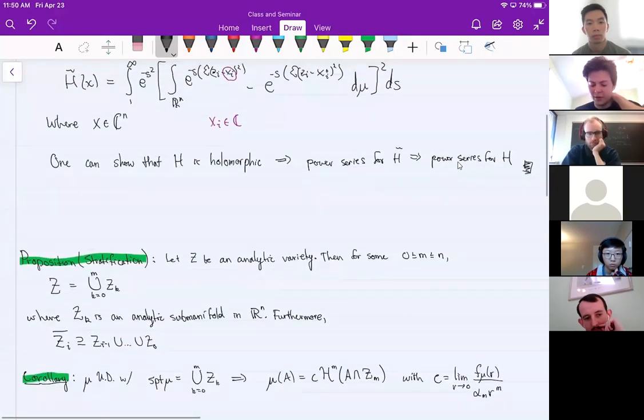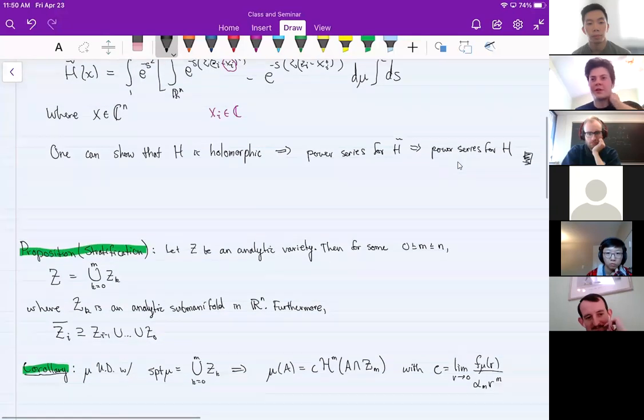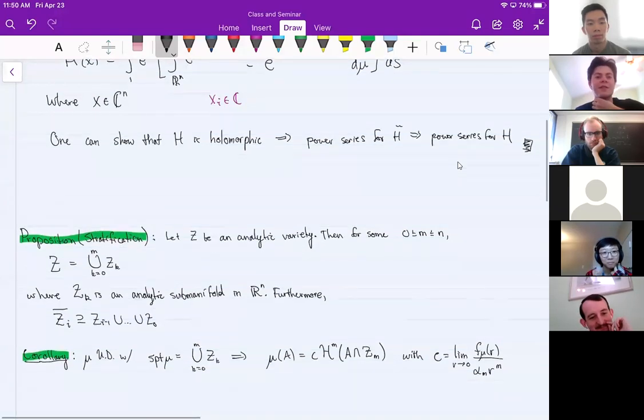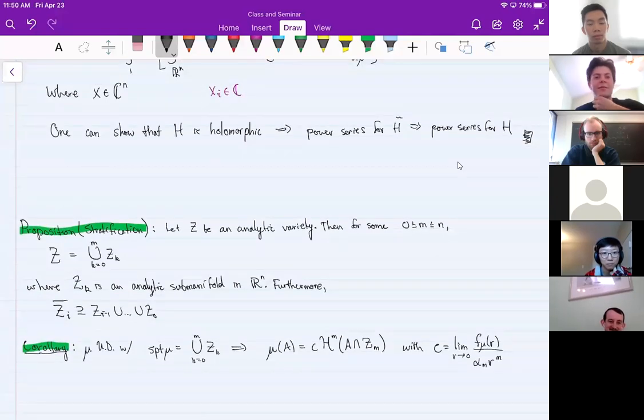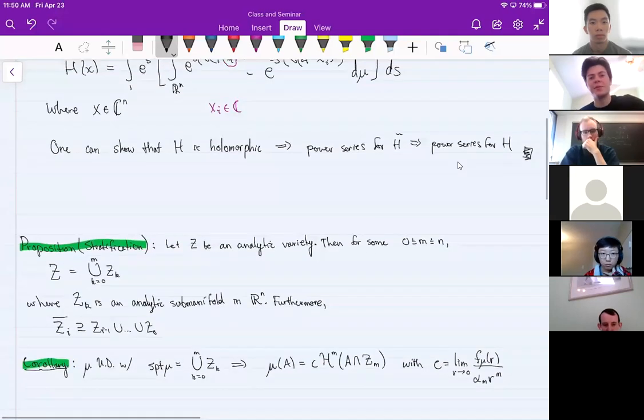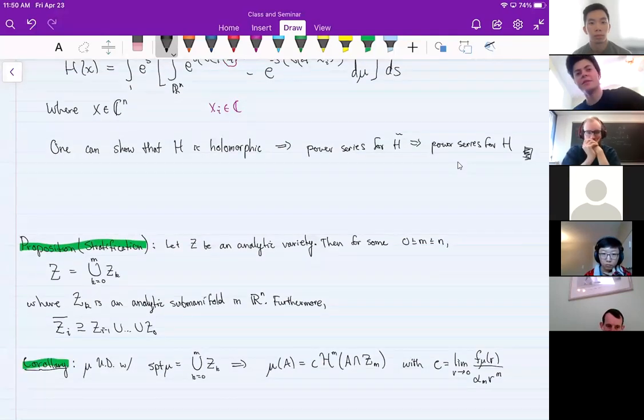Specifically, it gives us information by this other proposition that I'm going to state, but won't prove because it's really hard, and I don't understand the proof. So it's this sort of stratification proposition. If I let Z be any analytic variety, this is a statement about the structure of analytic varieties in general.